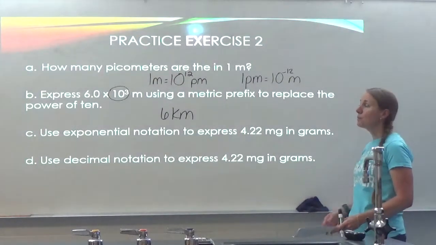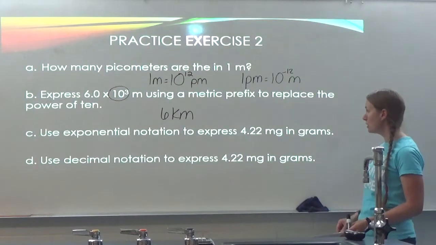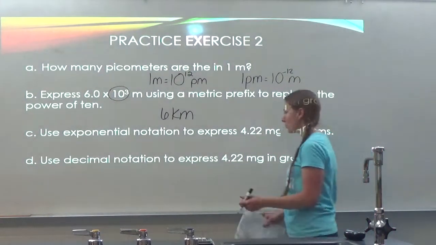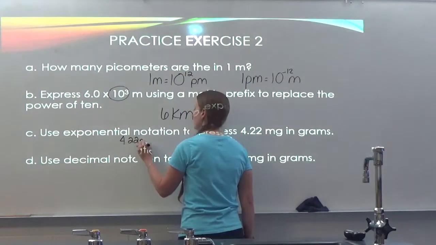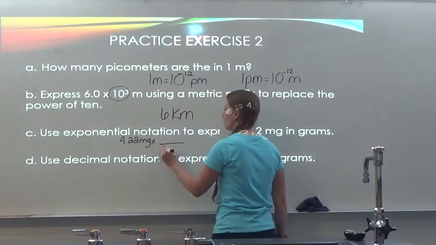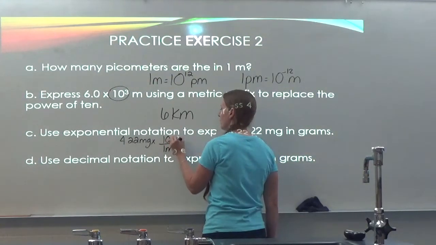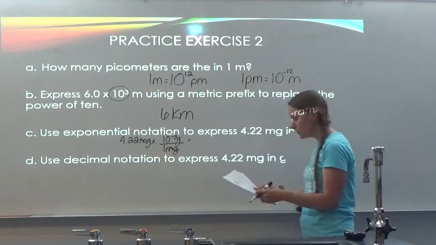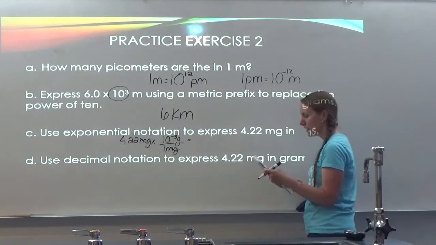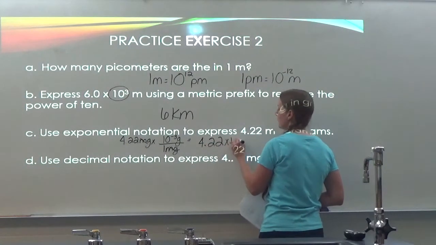Part C says use exponential notation to express 4.22 milligrams in grams. Well, 1 milligram is 10 to the negative 3 grams. Once we multiply that out, we are going to get 4.22 times 10 to the negative 3 grams.